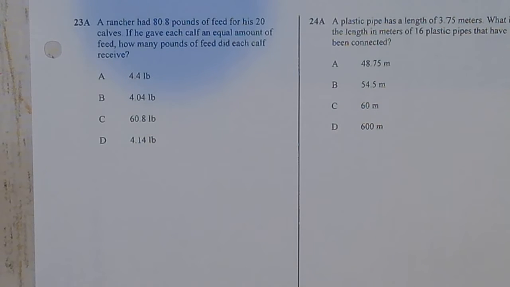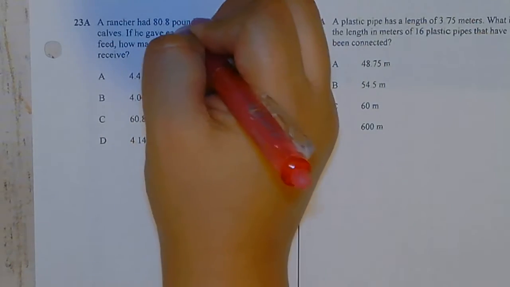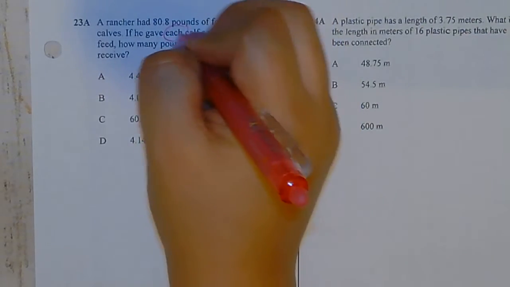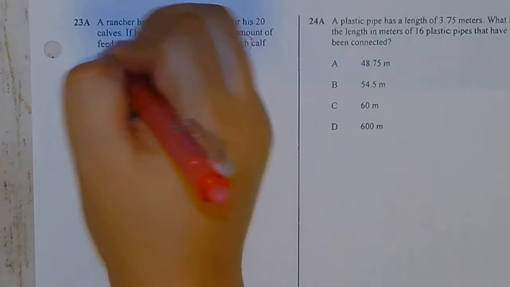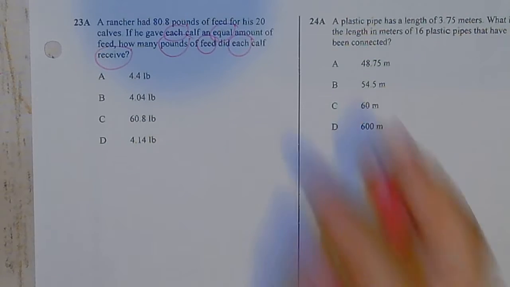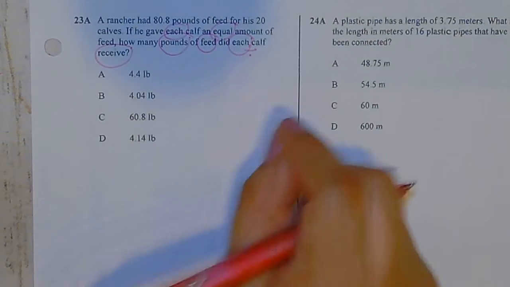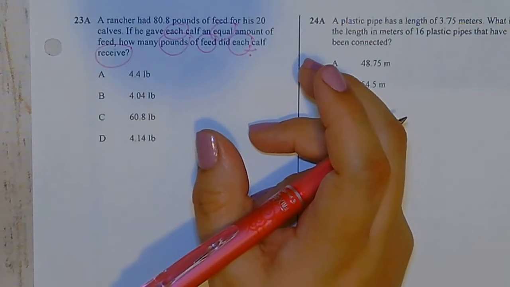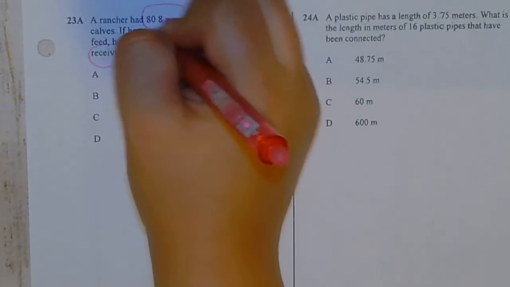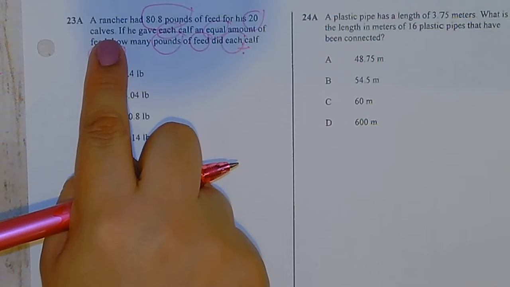23A says a rancher had 80.8 pounds of feed for his 20 cows. If he gave each cow an equal amount of feed, the question says how many pounds of feed did each cow receive? So again, we have a lot of keywords that we're going to be dividing, especially the word each right here in the question. Remember, if the word each is in the question, for sure you're going to be dividing. So we're going to be dividing my total, which is 80.8 pounds, by 20 of the cows.